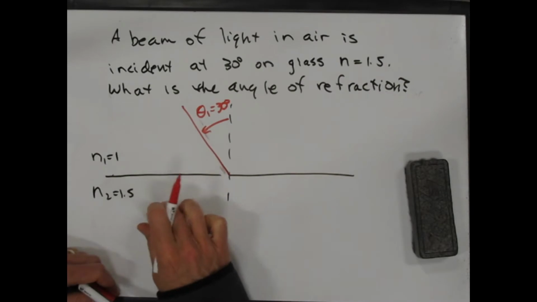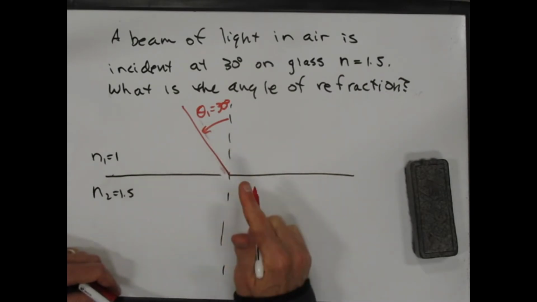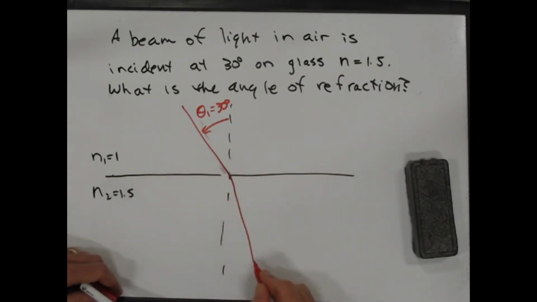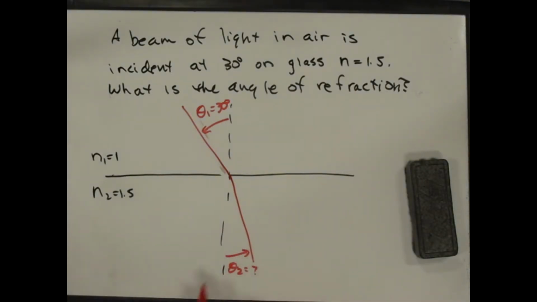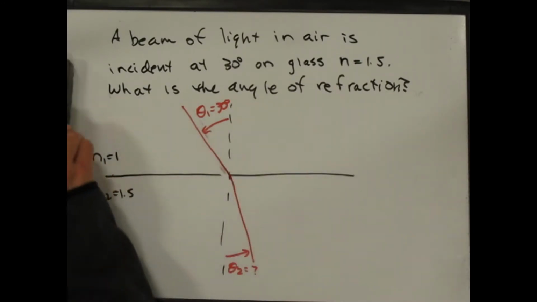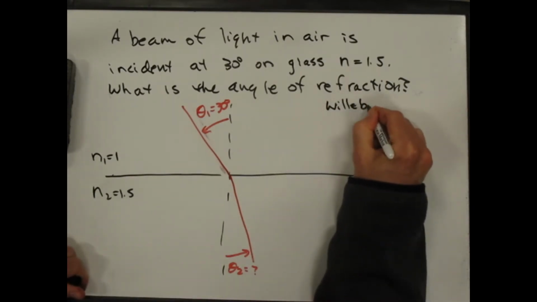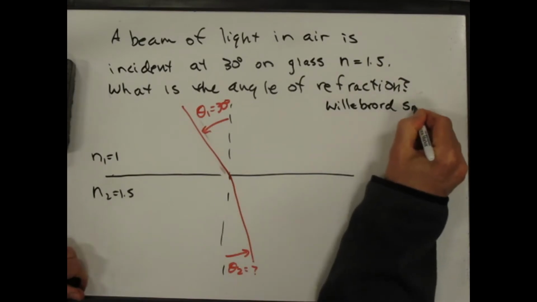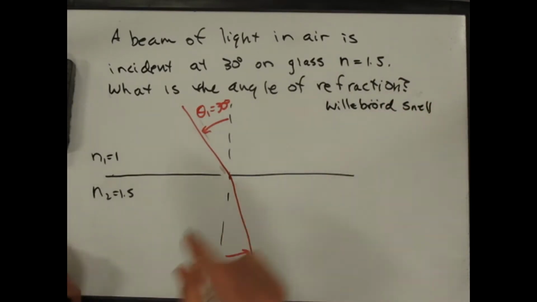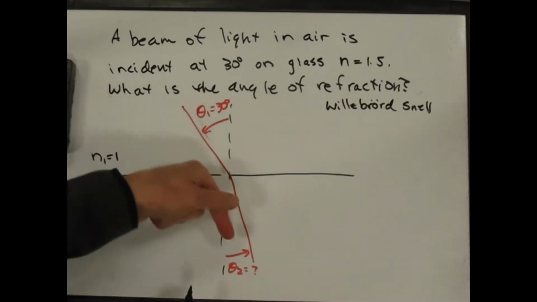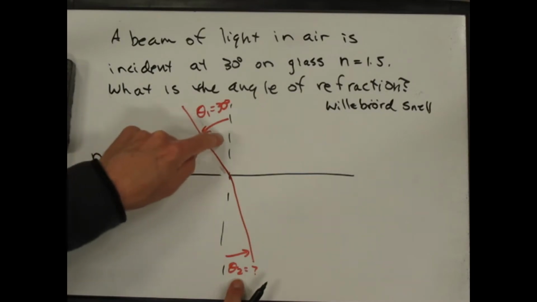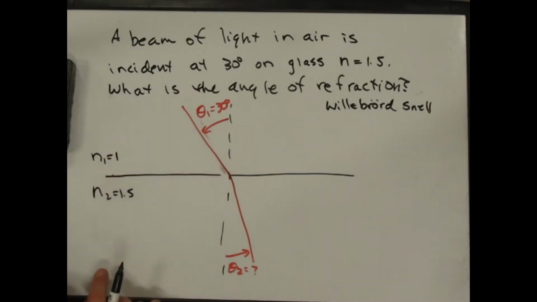Since this has a higher index of refraction, I know it's bent towards the perpendicular. It's refracted this way, and so we're going to look at theta 2 equals question mark. That's the thing we want to find. To do this, you need to know something called Snell's law. Willibrord Snell lived in the 1600s, and he found a relationship between the incident angle, the refracted angle, and the two indices of refraction.